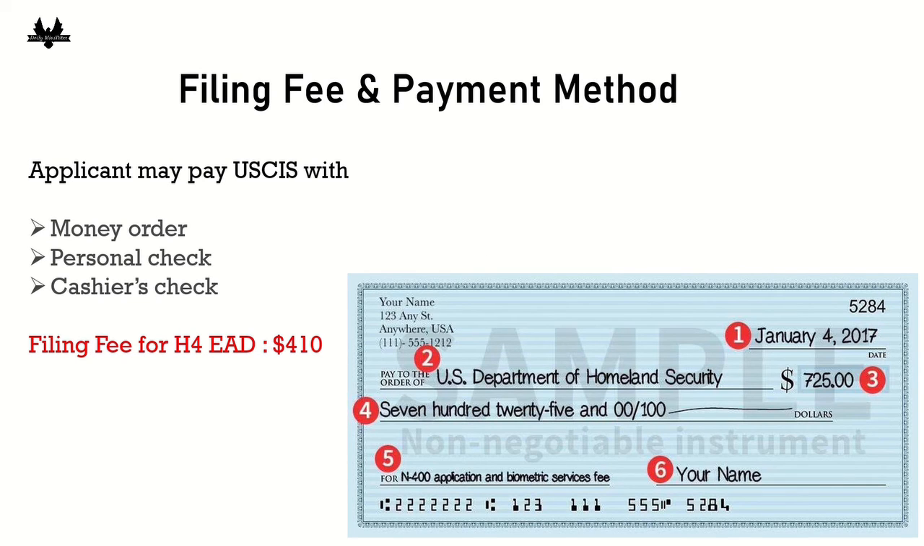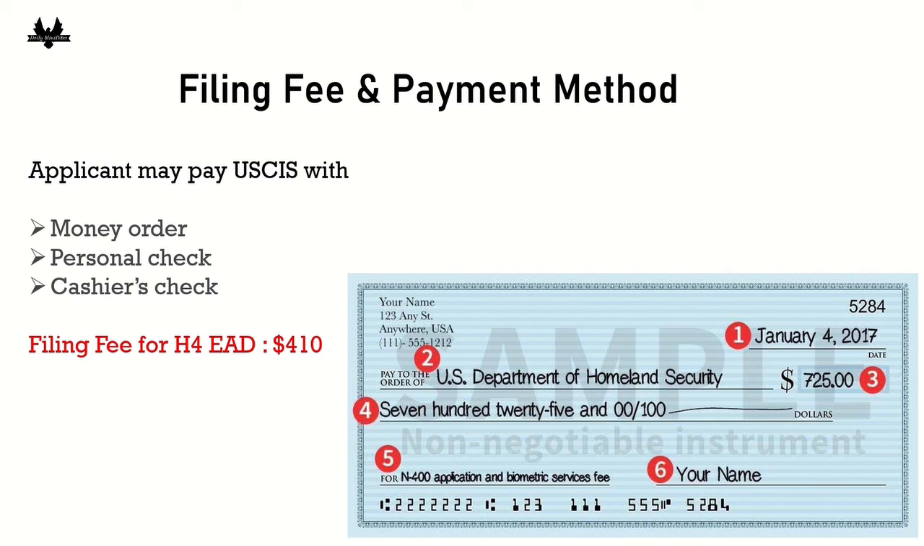Filing fee and payment method. Applicant may pay USCIS with the following options: money order, personal check, or cashier's check. The filing fee for H4 EAD is $410. Make sure the check has your name and address printed, and you fill in the date in the format of month, date, and year.